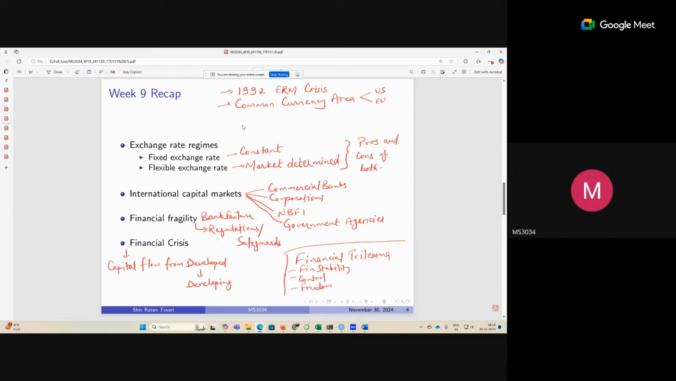Next, we moved to how international capital markets work, what the pros and cons are, what the other major players in international capital markets are, and how it is difficult to regulate international capital markets. In domestic markets, there are many regulations and safeguards in place, like deposit insurance, reserve requirements, or bailouts from the government. Those are there, but these are not available for the international markets. So that was the point of discussion.